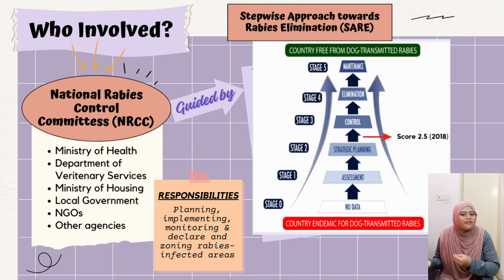Malaysia's latest score is 2.5, which was obtained in 2018, but it was not based on Malaysia's own self-evaluation, but on an external evaluation by other organizations. This means that Malaysia has not fully adopted or utilized the SAR tool to plan, monitor, and evaluate our control and elimination program. This is a call for us to make improvements.